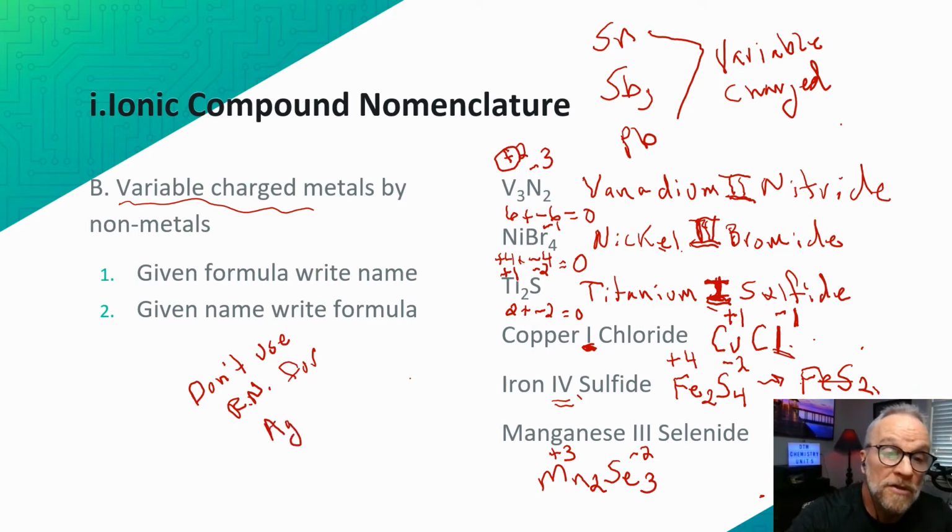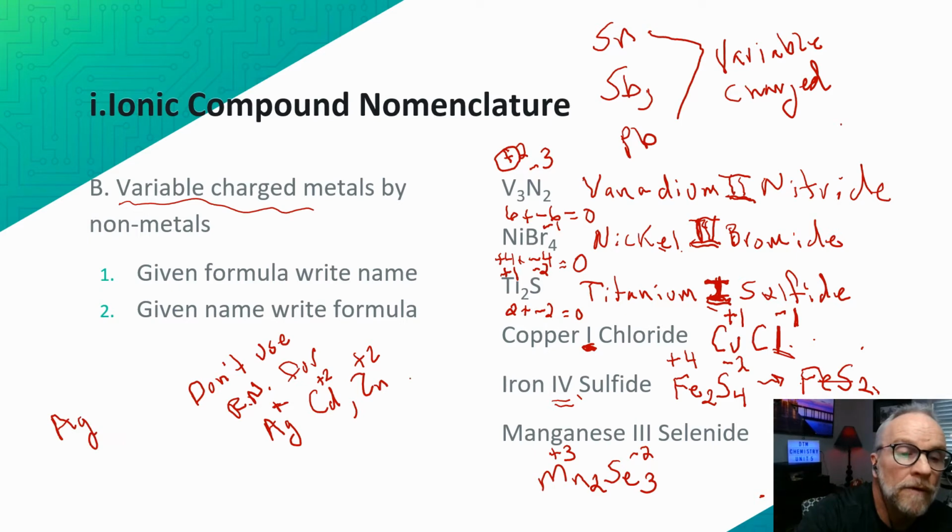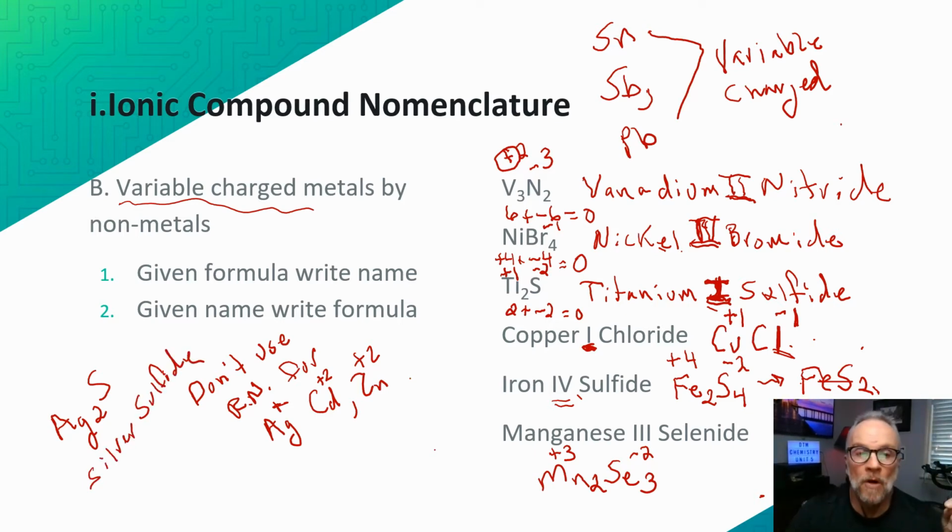Silver is always +1. Cadmium is always +2, and zinc is always +2. So for those 3, you just name them like you normally would. Let's do an example. So let's say that you had silver sulfide, for example. So that would just be silver sulfide, right? Because it is always +1. You don't need a Roman numeral to name that one.